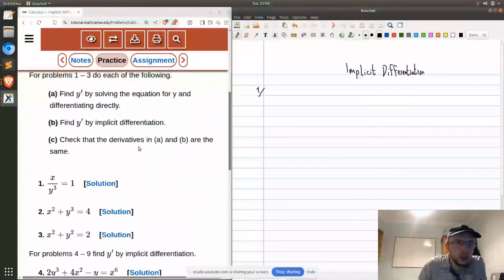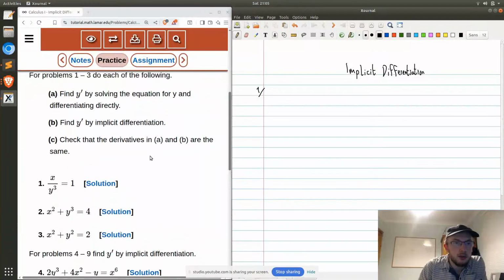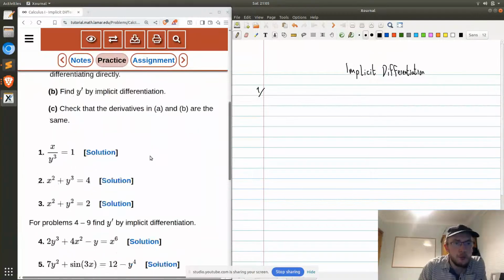For problems 1 to 3, find y prime by solving the equation for y and differentiating directly. Find y prime by implicit differentiation, and then check that those derivatives are the same. So, yes, explicit versus implicit differentiation. Here we go. Making y the subject.